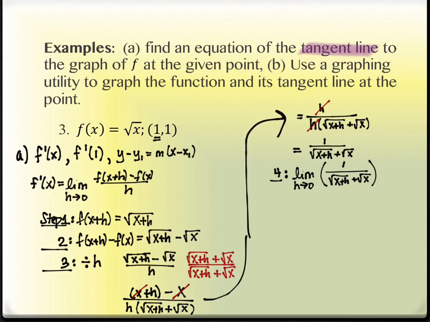There we go. So if I put 0 in for h, what am I going to get? So 1 over what?